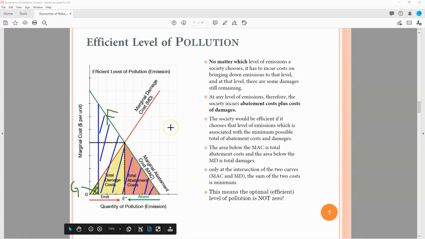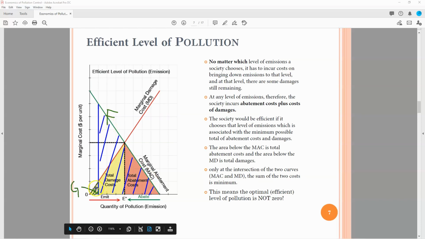Suppose we are going to pollute much less. So that means at the same amount of production, we need to abate much more. Then, suppose here is our pollution level, the abatement cost would be much larger, the area under the marginal abatement cost curve. And here I define this area as F.